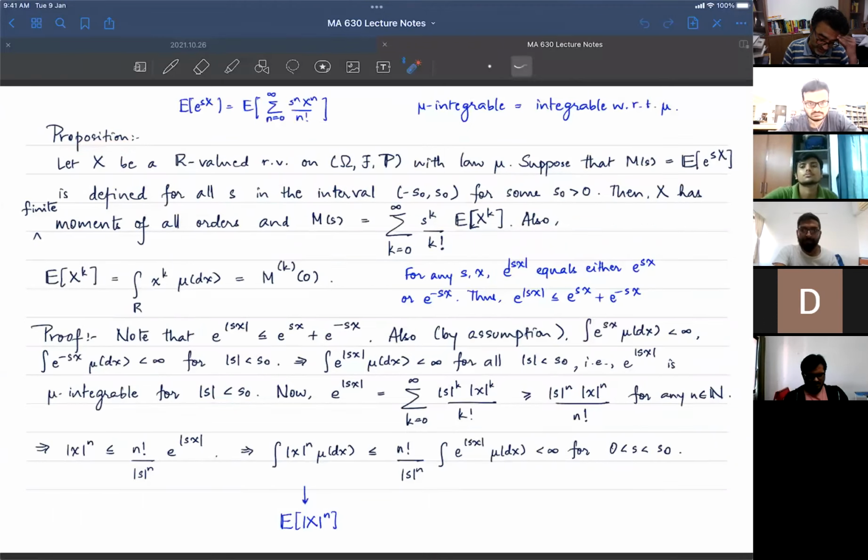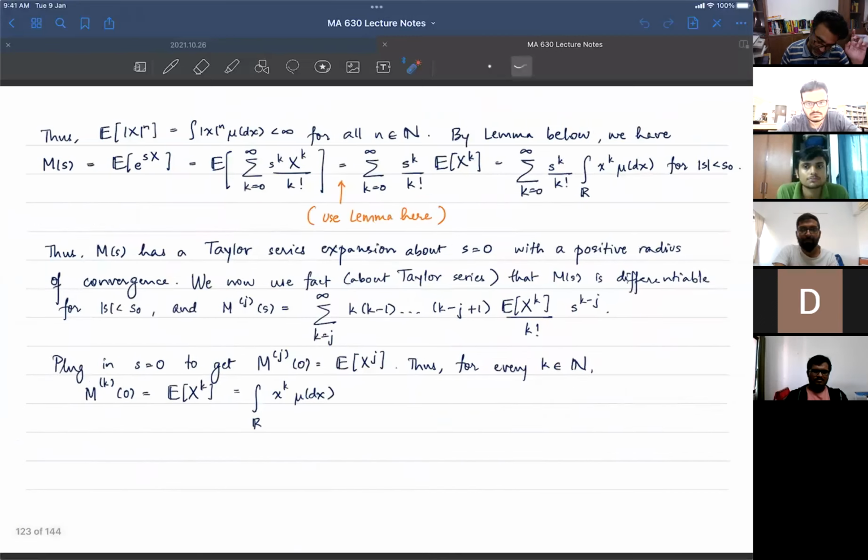This proposition said, suppose I have X, which is a real valued random variable on omega, F, P with law mu. Suppose that M of S equals expectation e to the Sx is defined for all S in some interval minus S0, S0. So it's defined in some open interval containing 0. Then the claim is that X has finite moments of all orders. And further, M of S can be represented as a Taylor series in this fashion. And the Taylor series coefficients are expectation X to the K divided by K factorial. That's the coefficient for S to the K. We went through the proof of this last time.